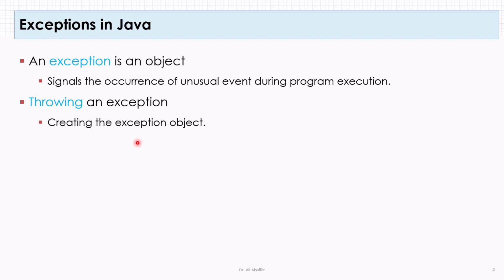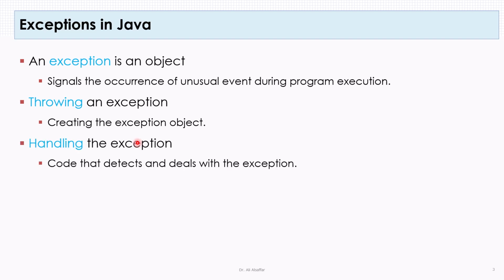After the exception is thrown and its object is created, it must be handled rather than letting the program crash. The method of catching the exception is called handling the exception. So what is handling the exception? It is the code that detects and deals with the exception.